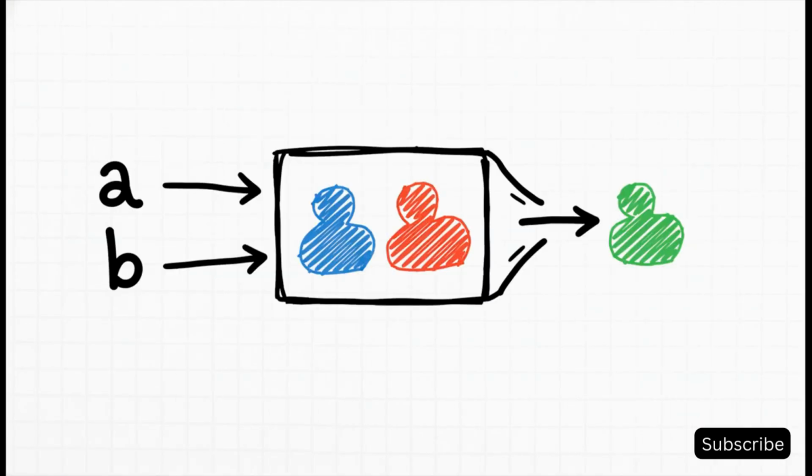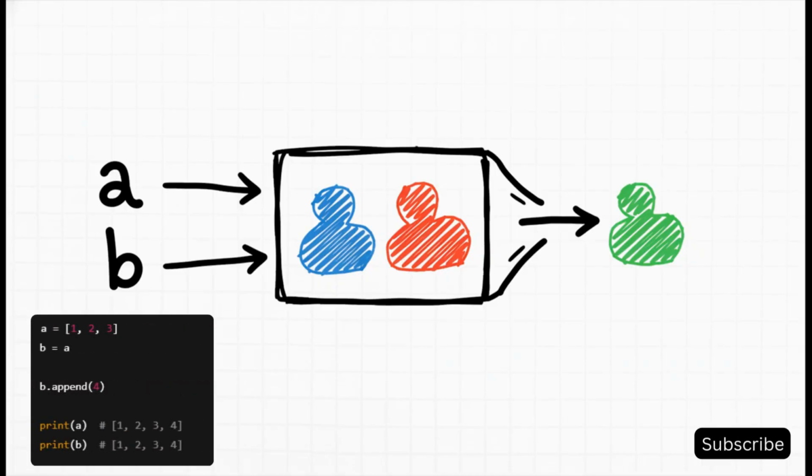And now for the mutable rule, which, by the way, is going to solve our original mystery. We have A equals 1, 2, 3, and then B equals A. Just like before, both labels are pointing to the exact same list object. So when we call b.append(4), we are not making a new list.